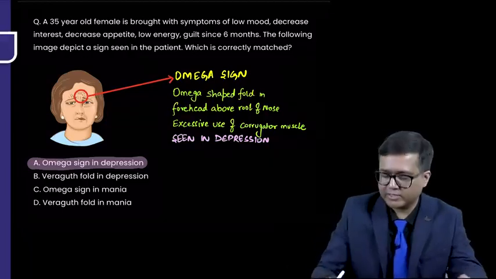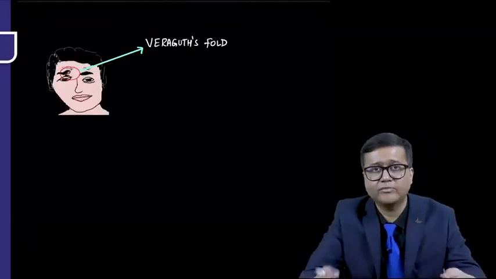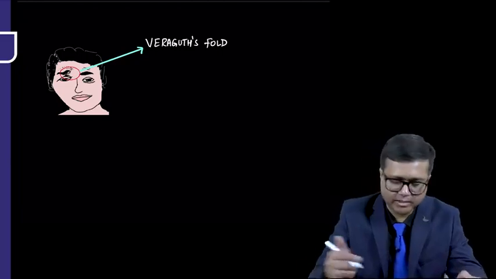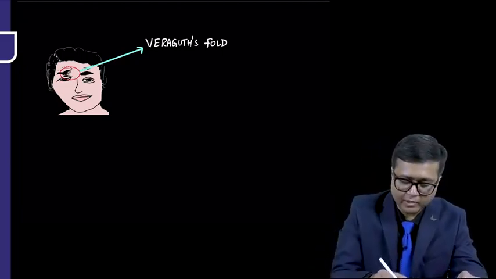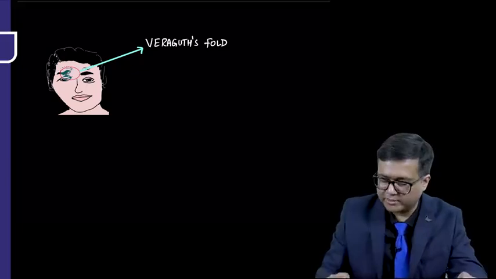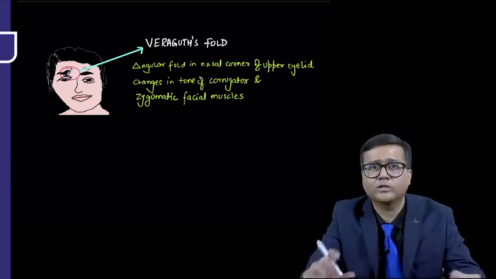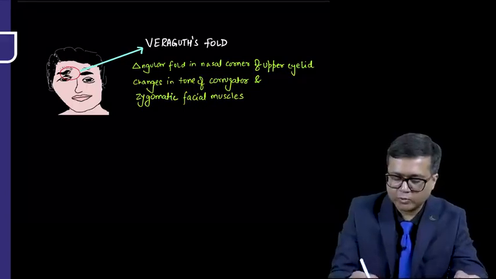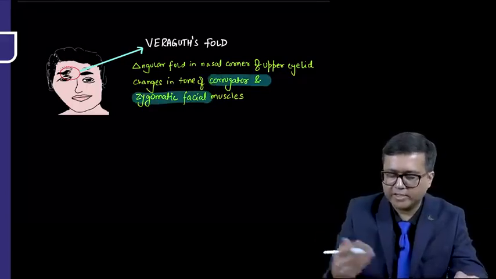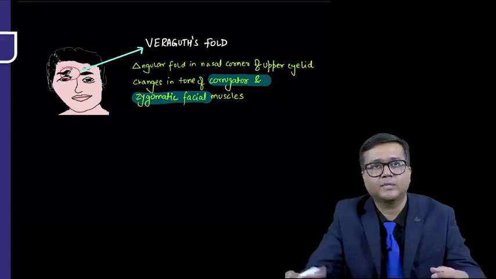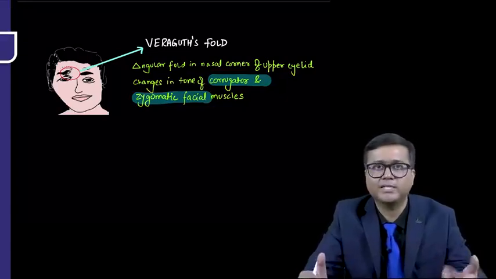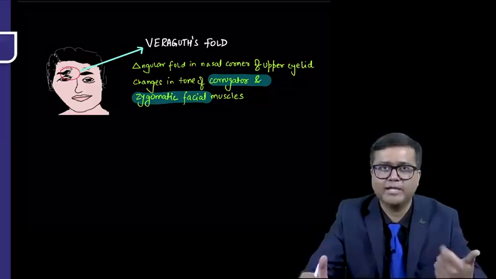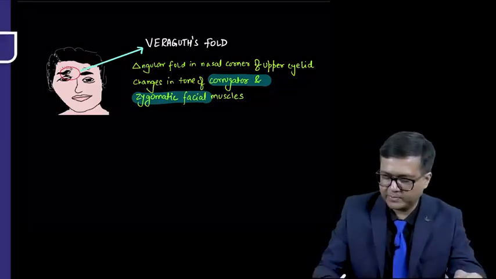Another physical sign which can be seen in depression is the Varigat's fold. If you see in the image, there is a triangular fold in the nasal corner of the upper eyelid. This occurs because of changes in the tone of the corrugator as well as the zygomatic facial muscles. Again, this can be seen in depression. So two important physical signs which may be seen in depression are the omega sign and Varigat fold.